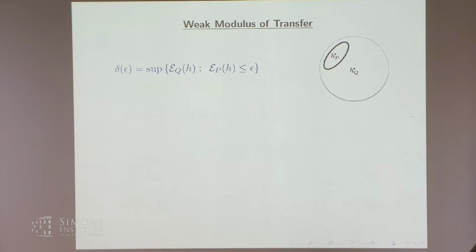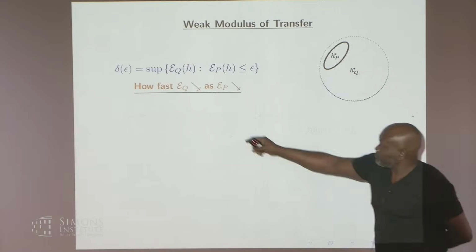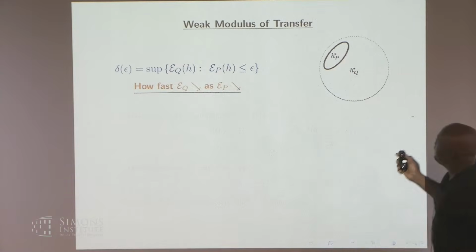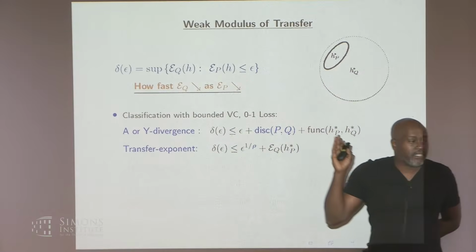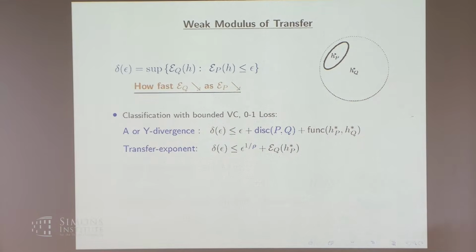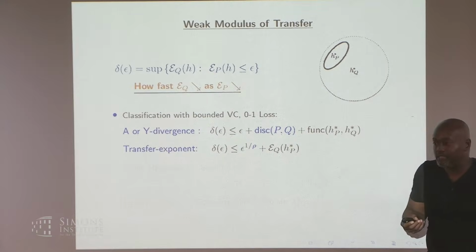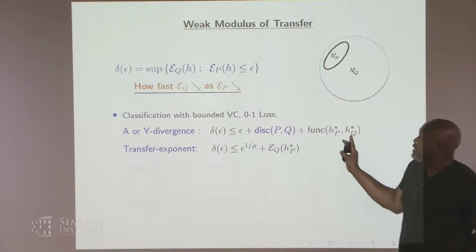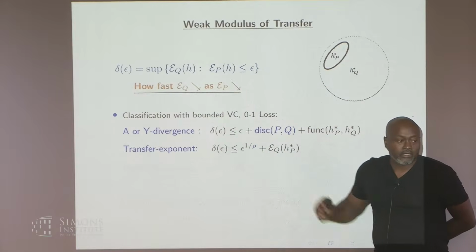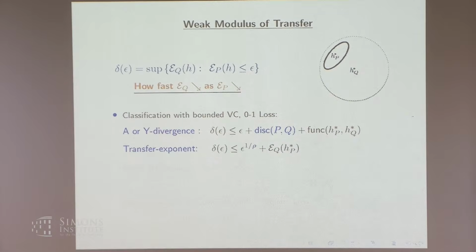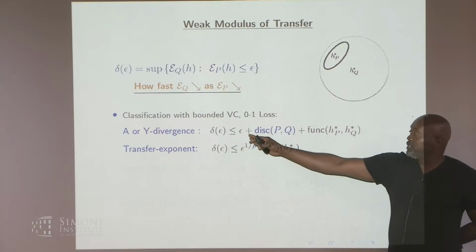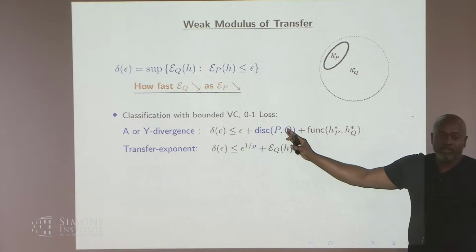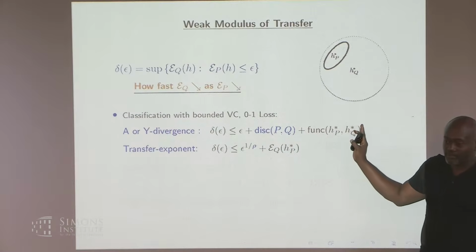Is that clear? Then the first question was, does this simple thing capture the past literature? How well does it capture other notions of discrepancy or relatedness that people have proposed? It turns out that it captures a lot of them fairly tightly, because these notions serve to bound this modulus of continuity. I hope that's clear. So A-distance and Y-divergence yield bounds of this form: epsilon plus the discrepancy measure plus some function of the H stars, okay?